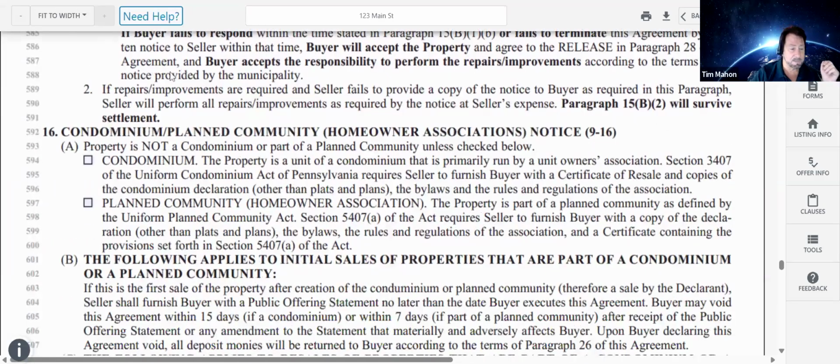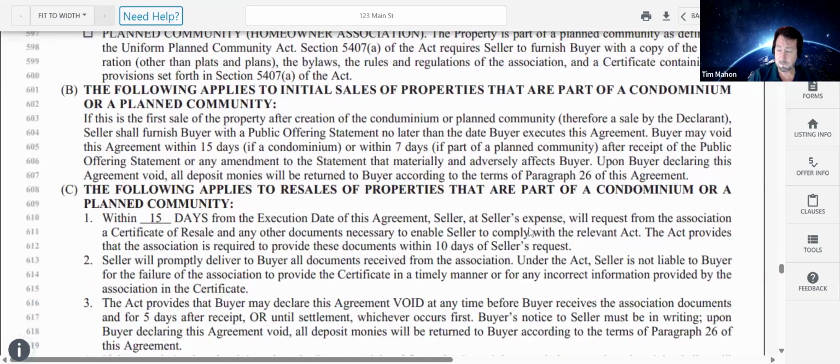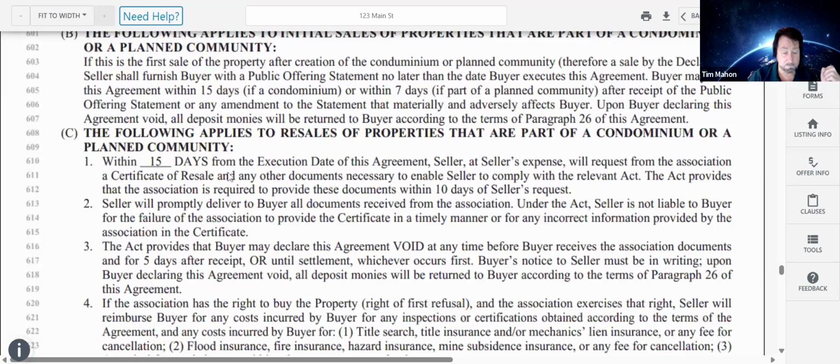Now, if you are selling a property that's in a condo or planned community, you have to check whichever box applies here and understand that there's probably going to be a resale certificate. Basically, the resale certificate has to be gotten within 15 days from the execution date of the contract. Seller is responsible for getting that at their expense from the association, and the buyer then has up until that time and 5 days after that time to accept the terms of the planned community or HOA, or they can terminate the agreement of sale. That's where it says it right there. Whichever occurs first, and buyer notice to seller must be in writing upon buyer declaring the agreement void, and so on.